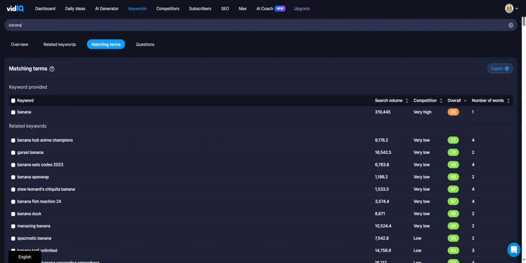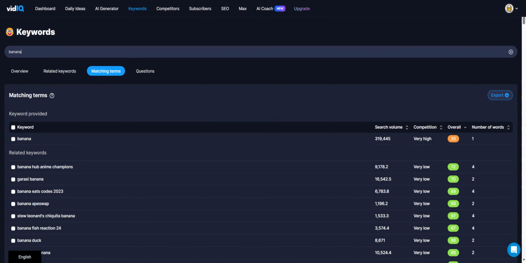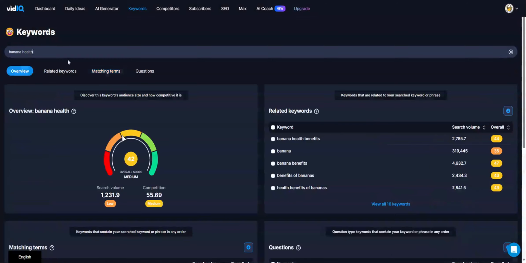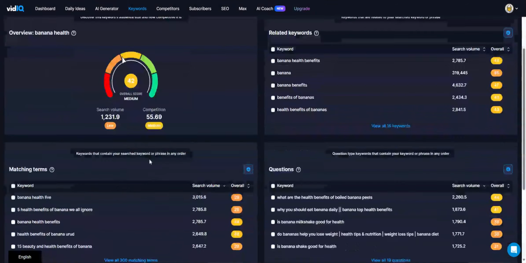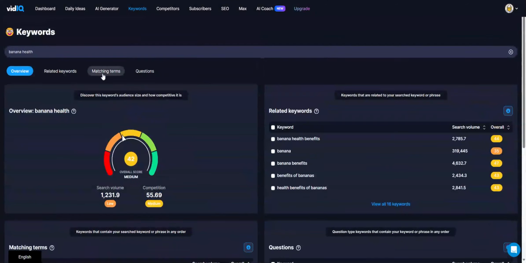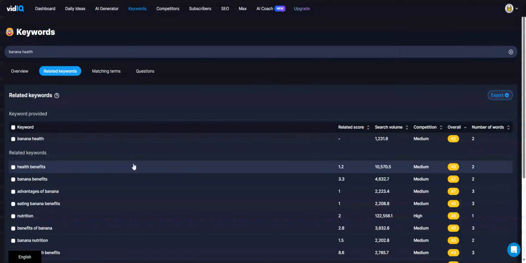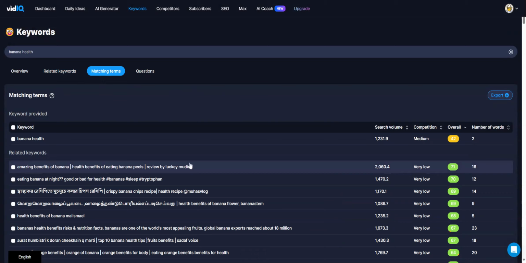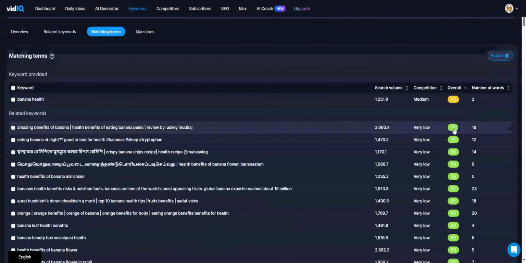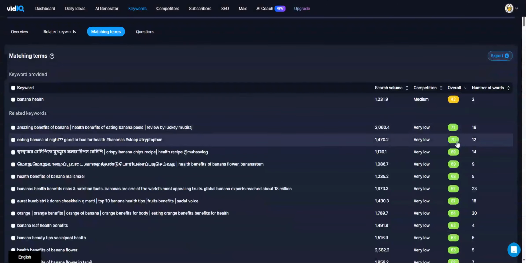But if we want to go into more detail, we can add another keyword to banana. So for example, let's go with health. If we click on health, now it shows the search volume 1,200, competition 55. If we look at the related keywords first and look over the overalls, they're not that good of keywords either. But if we look at matching terms, we can see a lot of keywords that have the overall score green, so that's over 60 or over 50.